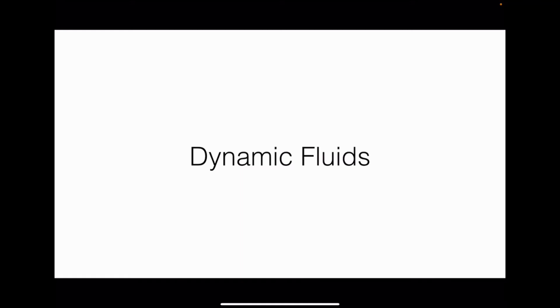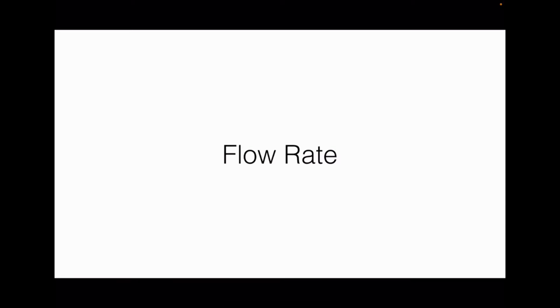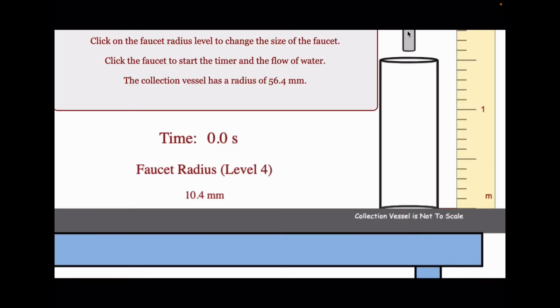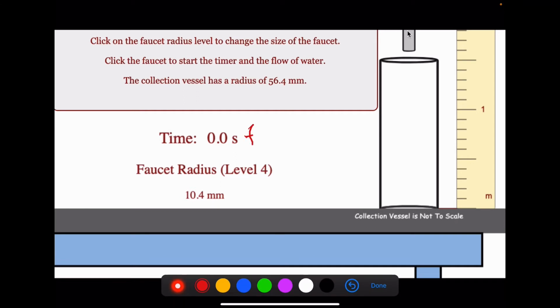Okay, today we're going to talk about dynamic fluids. Up to this point, we've only been looking at fluids that are at rest. Today, we're going to make our fluids move. We want to know how quickly they move, and that's what flow rate stands for. Flow rate measures, and we can write flow rate as FR, the amount of volume per second.